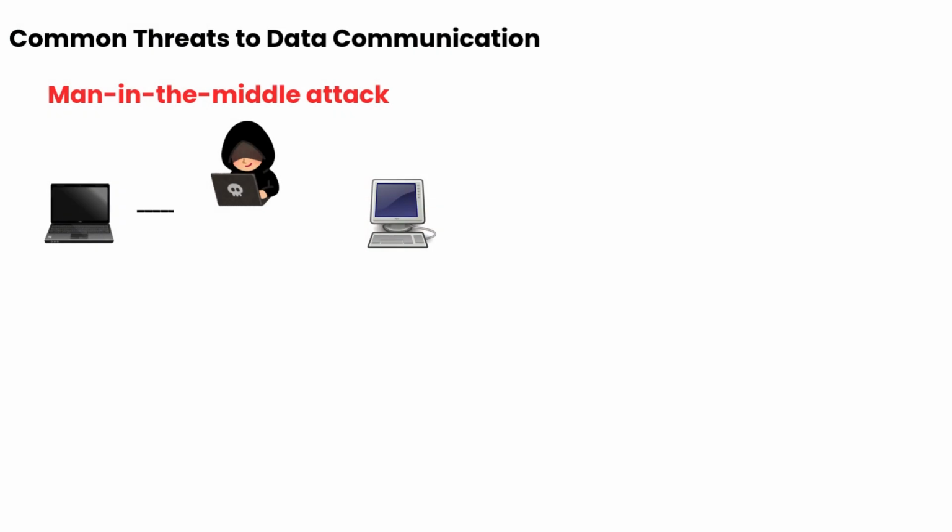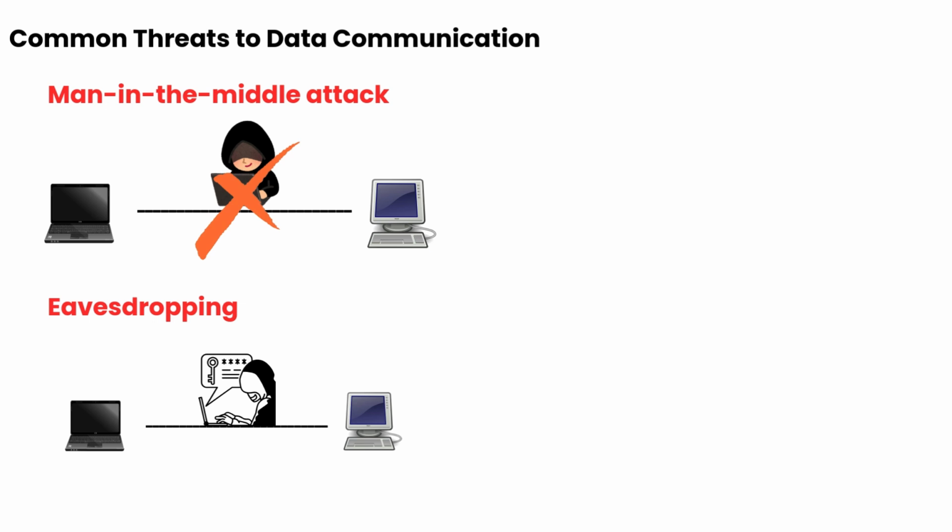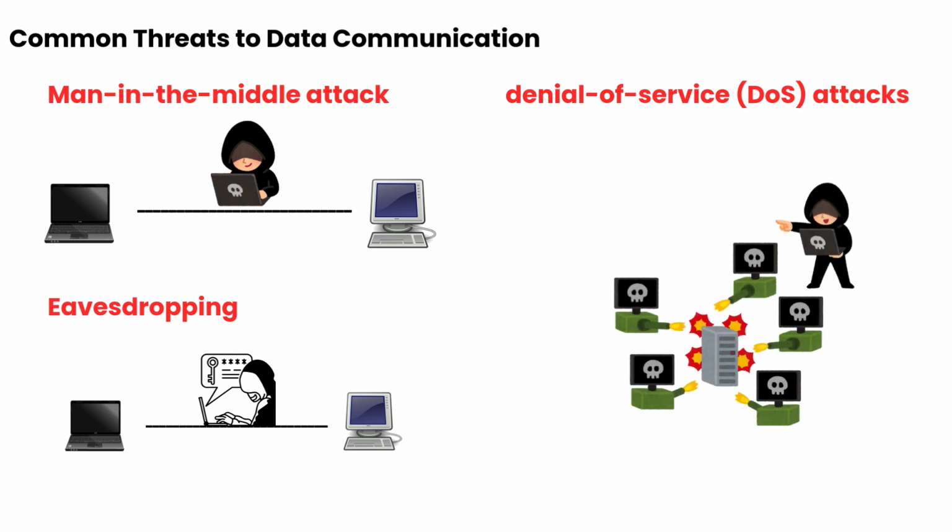Even with these protections in place, there are still cyber threats that target data communication. One of the most common is the man-in-the-middle attack, where a hacker secretly intercepts and alters the communication between two parties. Then there's eavesdropping. This is when attackers listen in on unencrypted communications, potentially gaining access to sensitive information like passwords or personal data. Lastly, we have denial of service (DoS) attacks, where attackers flood a network with traffic, causing it to shut down and disrupting communication between users and services.